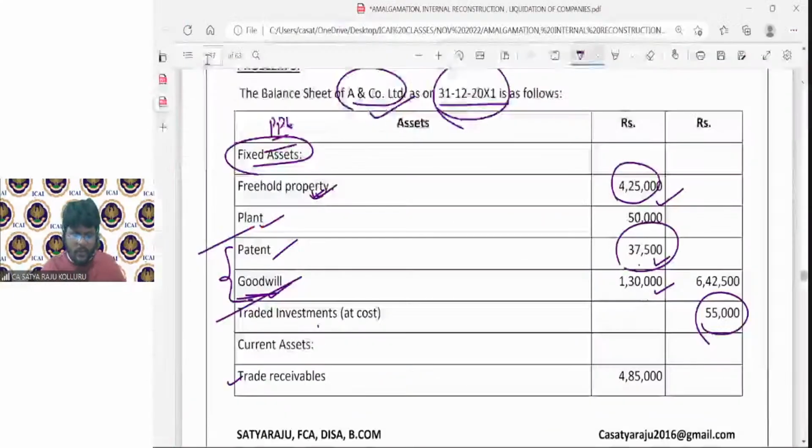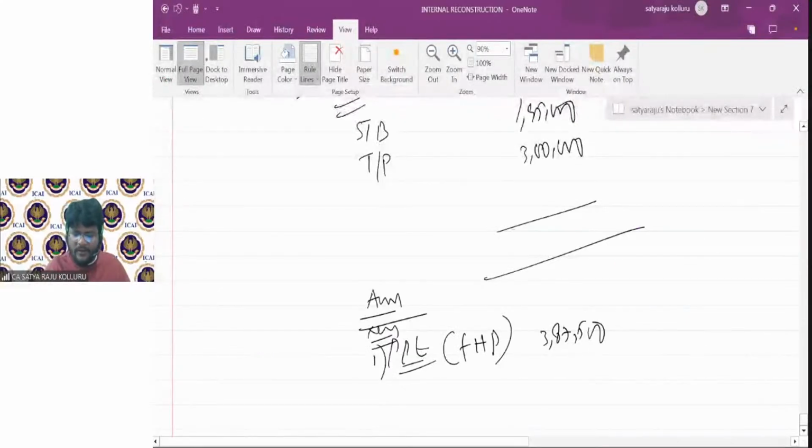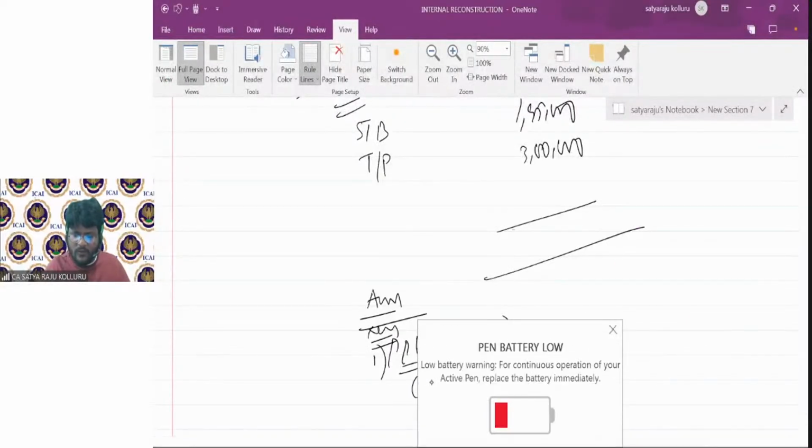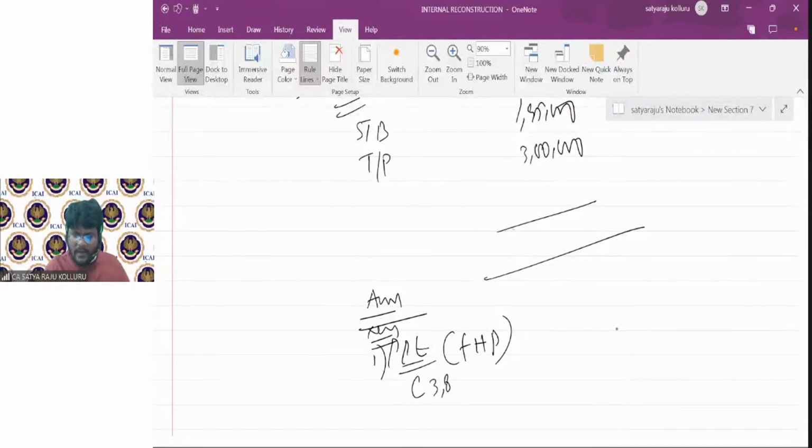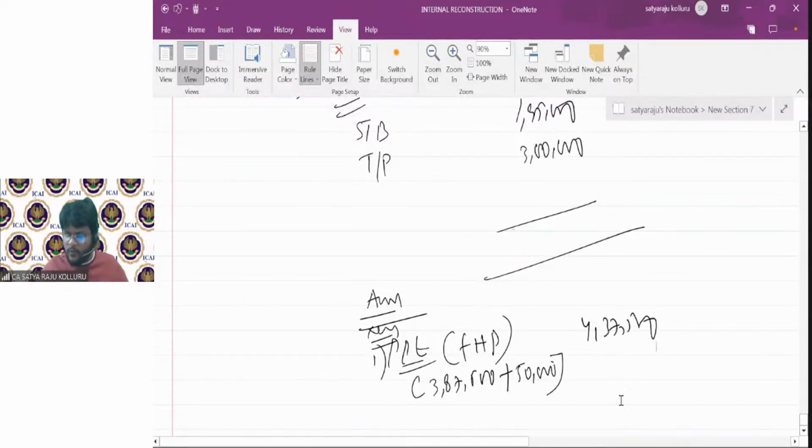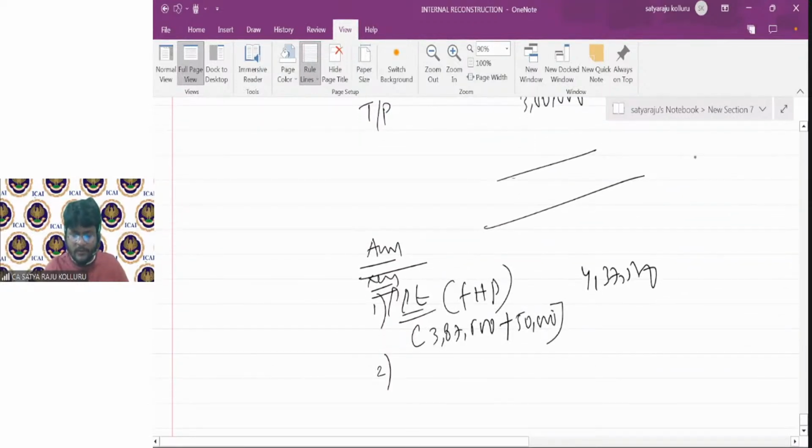Next, come to the plant. Sir, plant, any upward and downward revaluations? Nothing was made, I think. 3,87,500 plus plant as it is, you can consider, which is 50,000, right? No upward, no downward, which is 4,37,500. Guys, just hold on for 2 to 3 minutes. We can try to complete this.